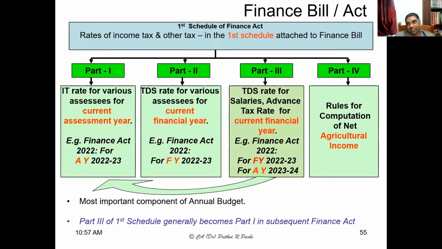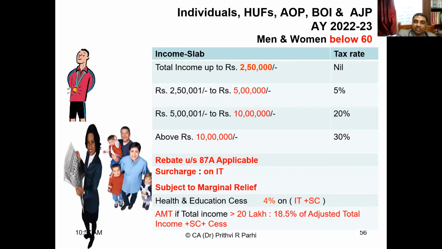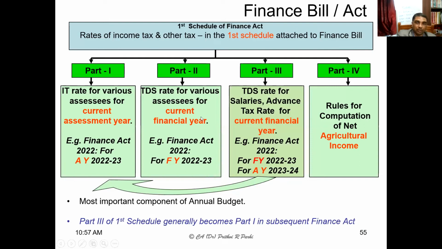After that, agricultural income's tax amount will be deducted. We'll be learning that process. Agricultural income is not taxable, but it will be added for tax rate purposes. So those are the rules prescribed in part 4. But what is more important for us are these 3 parts: part 1, part 2, and part 3. Please note the last part: part 3 of the first schedule generally becomes part 1 of the subsequent Finance Act.